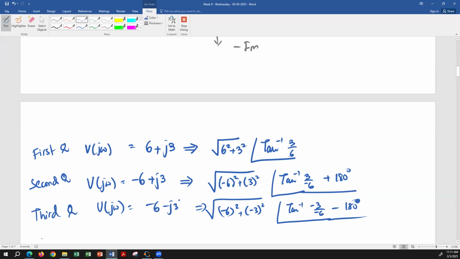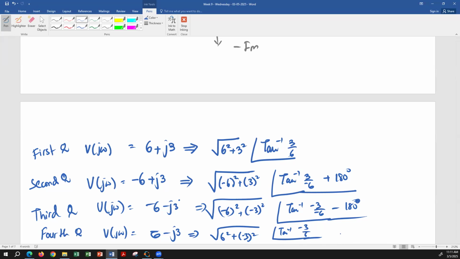And the fourth quadrant is basically going to give you the correct result. 6 minus j3. Magnitude will still be the same: 6 square plus negative 3 square. And the angle, again, if you calculate using tangent inverse, it's going to give you the correct result. It's going to give you the fourth quadrant, negative 3 over 6. And your angle is going to be correct. You don't have to add any positive or negative 180. It's going to be between 0 and negative 90 degrees.